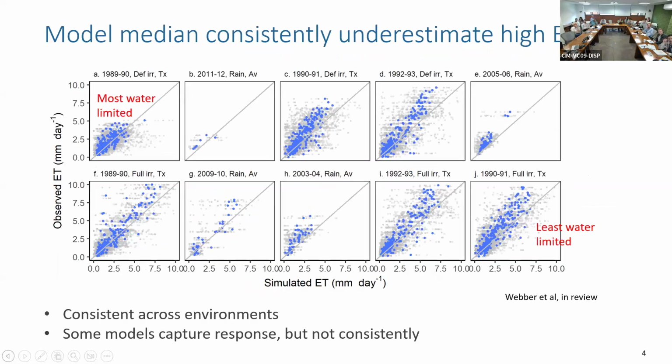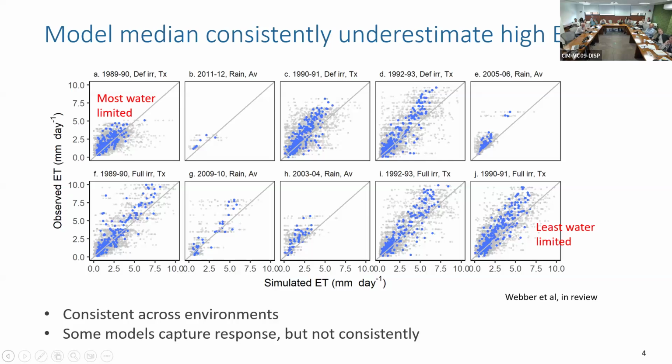So here is just a first plot of the results. The gray points are the individual models, and we had 17 models, and the blue is the model median. These are daily observations on the y-axis and the simulations on the x, ordered roughly from the most water limited environment to the full irrigation where we think there is no water stress. And what we see across almost all of these environments is that our models are consistently underestimating evapotranspiration.